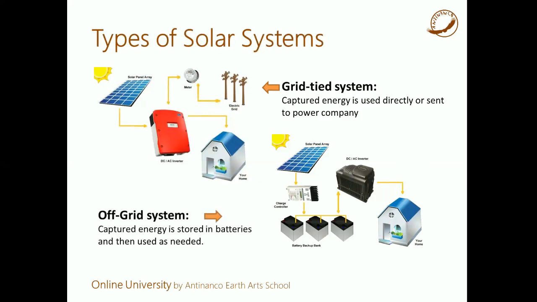The second type is called the off-grid system, and that's the one we're going to explore a little more today. So in the off-grid system, the captured energy is stored, usually in batteries, and we use it when we need it.